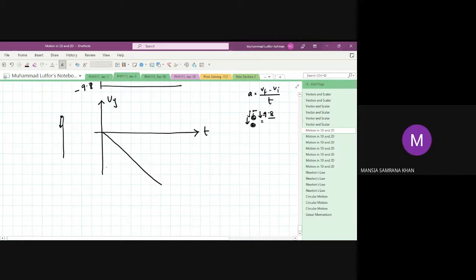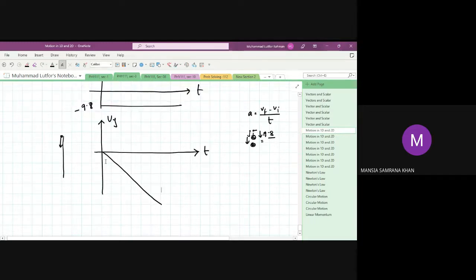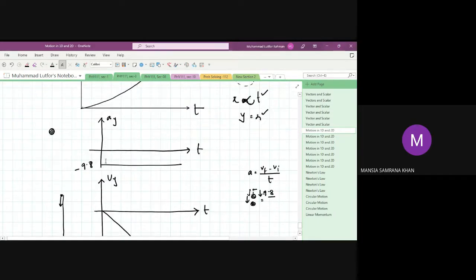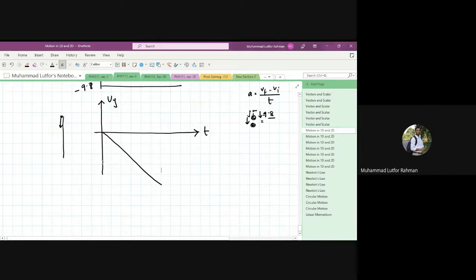Sir, could you scroll up a bit again for the acceleration graph? Is that okay? Yes, sir. So is that okay, Asmini, the velocity versus time graph?